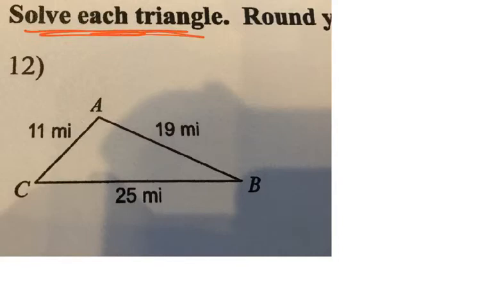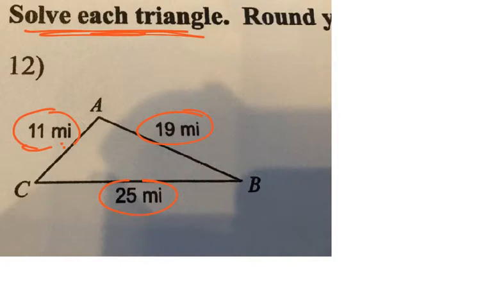What does that mean again? That means we've got to find every side and every angle. Well, look at this. We already know all the sides. That means we need to find all 3 angles, and we don't even know one angle yet. So what are we going to do?